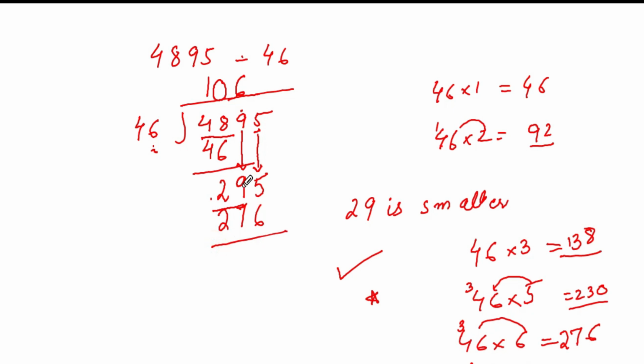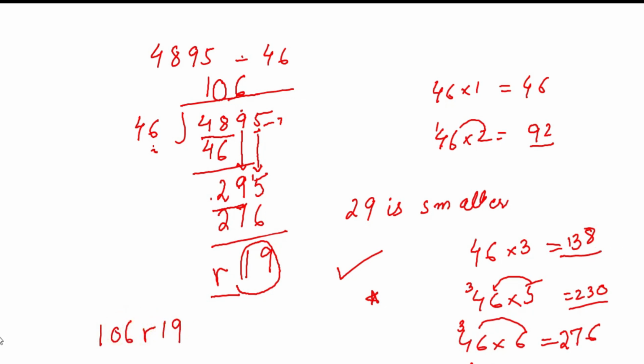276, right? Now we can take away: 15 minus 6 is 9, here 8 left, and 8 minus 7 is 1. So now this 19 is less than 46. Okay, but we have no number ahead, right? What to do now? Now this is your remainder. What will you call it? Remainder. So your answer will be like this: 106 remainder 19.